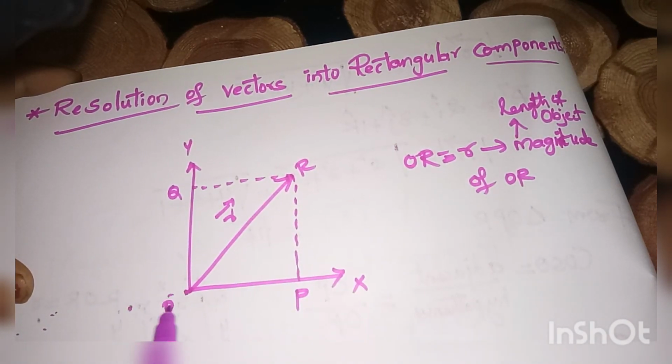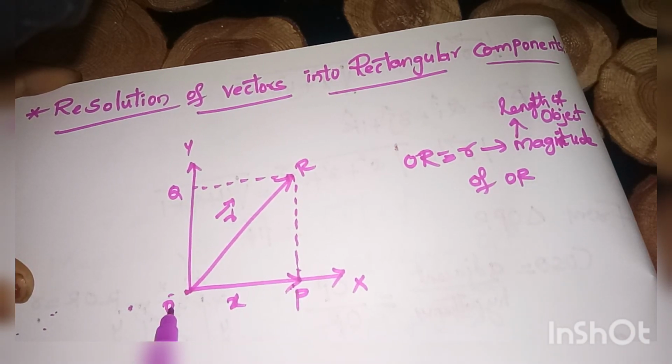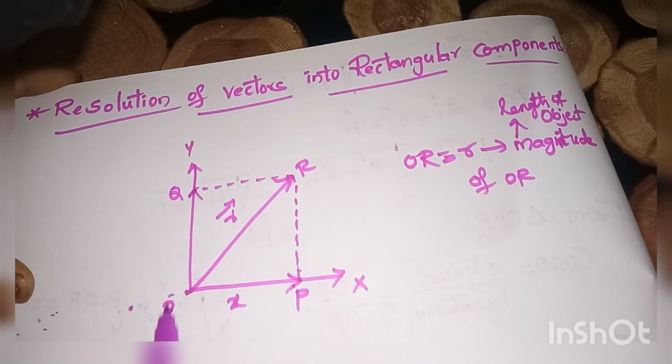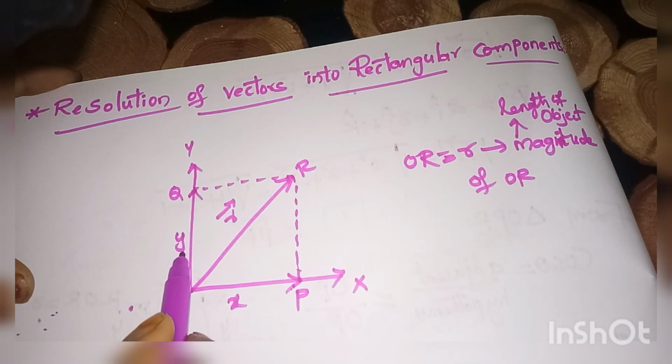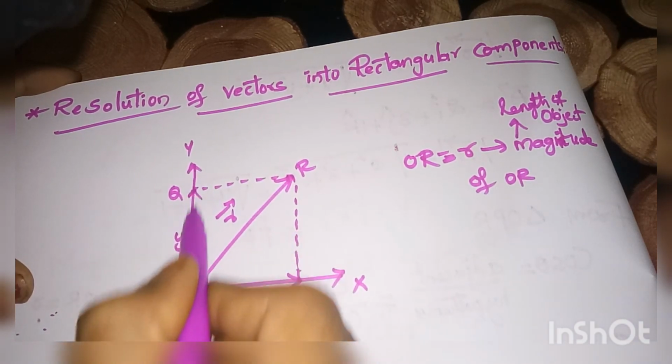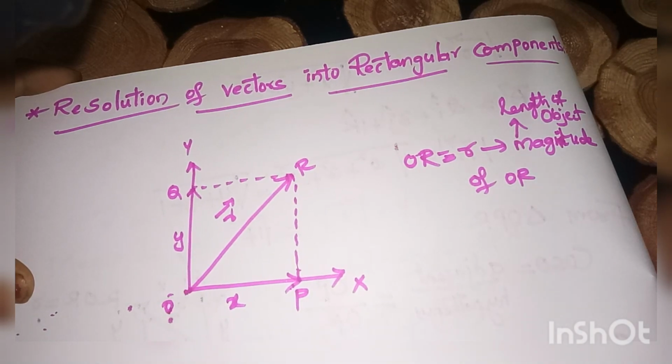And suppose the distance traveled by the body from O to P is considered as small x. This is the magnitude traveled from O to P. The distance or length traveled by the object from O to P is small x, and this is the direction. And OQ, the distance traveled by the body from O to Q, is considered as small y. This is the magnitude along y-axis from O to Q. So this is the length.